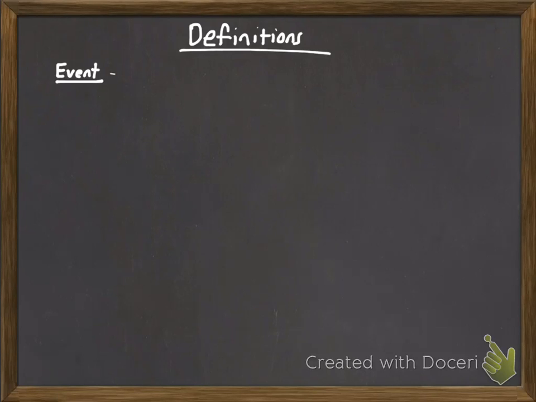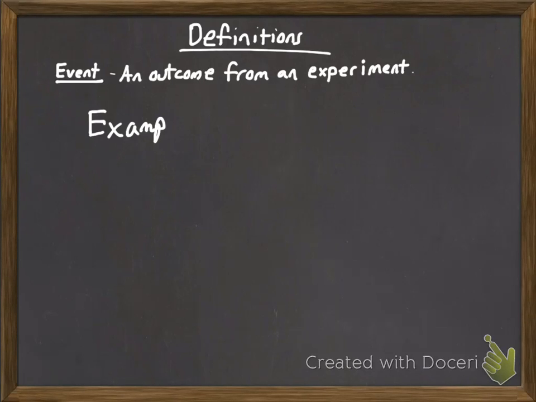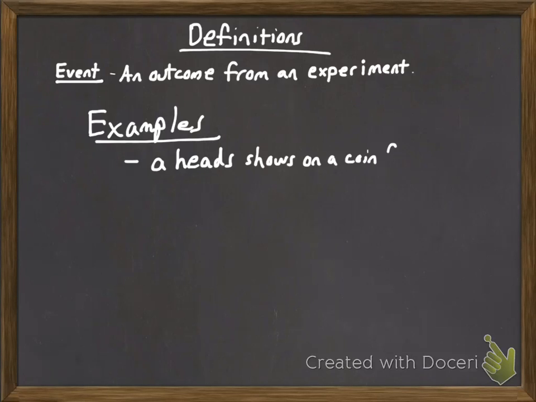As I said, there are basic definitions that I need you to know. And one of those definitions for this video is what an event is. An event is simply an outcome from an experiment. Now, I'll tell you what an experiment is here in a moment, but some examples of an outcome from an experiment. One of those would be that you flip a coin and a heads shows. Flipping a coin and showing a tails would be another outcome.